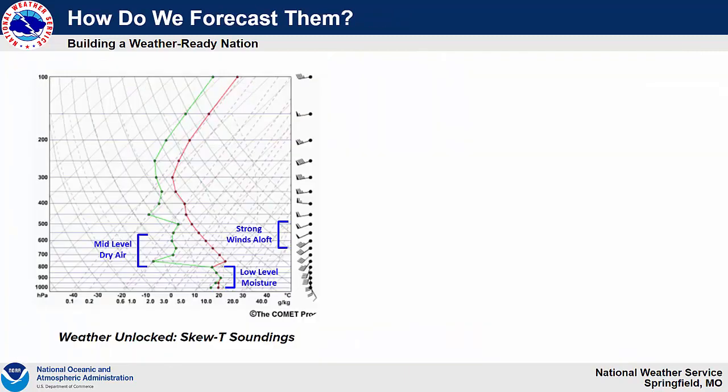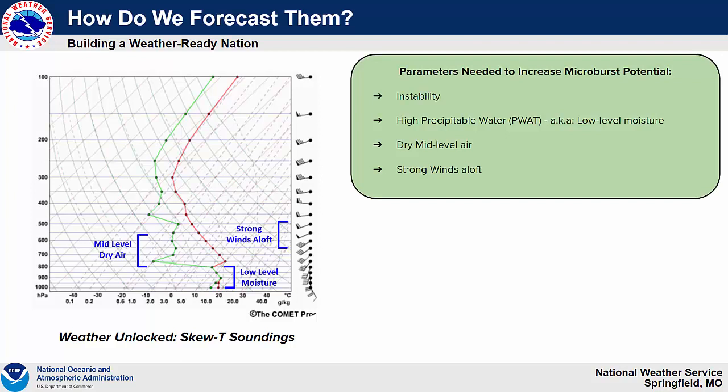So how can we forecast microbursts? If you watched a previous Weather Unlocked video on skew-T soundings, you'll recognize this upper air sounding, which helps us understand what's going on in the atmosphere and can help us determine what type of weather to potentially expect. As we're forecasting for the potential of microbursts, some parameters that we look for are instability in the atmosphere, low-level moisture, dry mid-level air, and strong winds aloft. If we notice that these four parameters are present, along with some other parameters, then we can get a pretty good idea that microbursts will at least be possible within the thunderstorm.